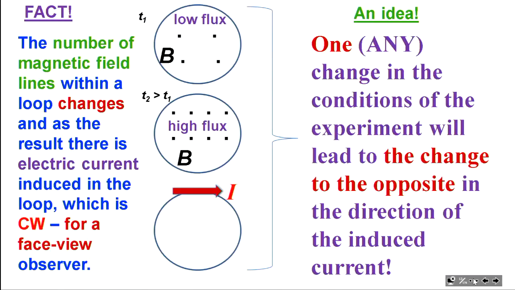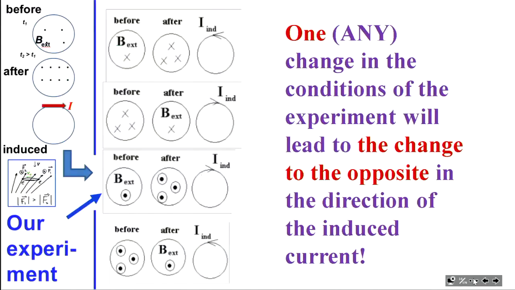And naturally, we assume that a single change in the experiment would change the direction of this current. If instead of the magnetic field traveling out of the screen, the magnetic field had been traveling into the screen, electric current would be directed counterclockwise. So in general, we expect just 4 possible situations to happen, just 4 of them. This is our original analysis.